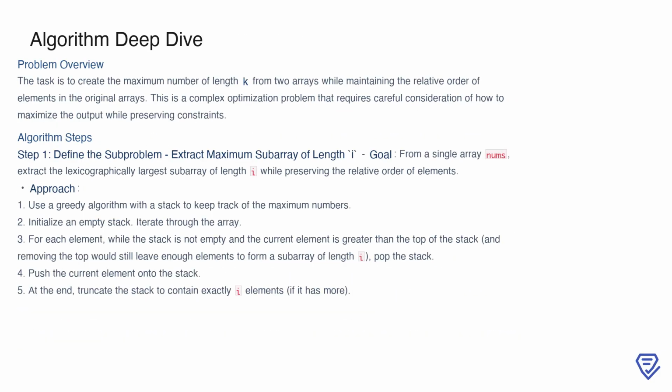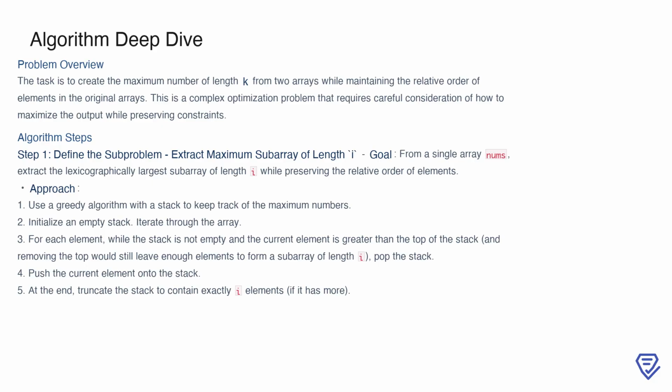To understand this problem, the goal is to create the maximum number of length k using two arrays, while keeping the relative order of elements from each original array intact. This is a challenging optimization problem because it involves balancing the constraints of maintaining order and achieving the largest possible lexicographical result. The first step in solving this is to define a subproblem: how to extract the lexicographically largest subarray of a specific length, i, from a single array.